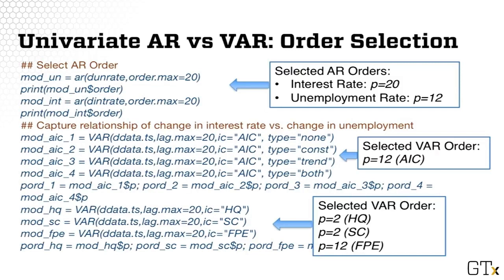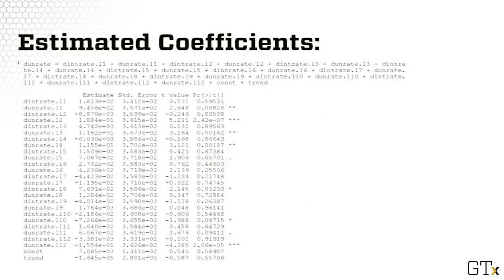In the next slide, I will show you the output when fitting the VAR model with order equal to 12. This is the output for the coefficients corresponding to the unemployment rate. In this output, all factors beginning with D int rate correspond to the lags 1 to 12 for the interest rate, and all lags beginning with D UN rate correspond to the lags 1 to 12 for the difference time series of the unemployment rate.